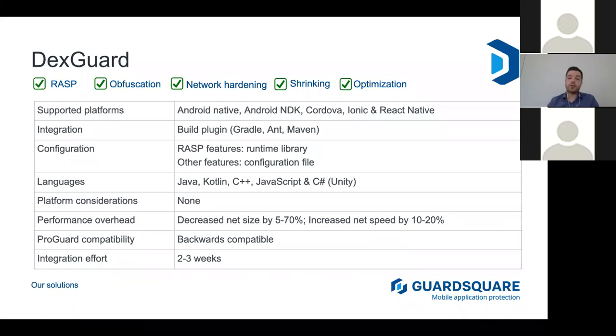DexGuard is backwards compatible with our open source Java optimizer ProGuard. So if you have already developed any keep rules for ProGuard, you can simply reuse those in DexGuard as well. The integration effort for completely new users takes up to 2 to 3 weeks. It's a bit faster for people who are used to working with, for example, ProGuard. DexGuard integrates in the build process as a Gradle plugin.